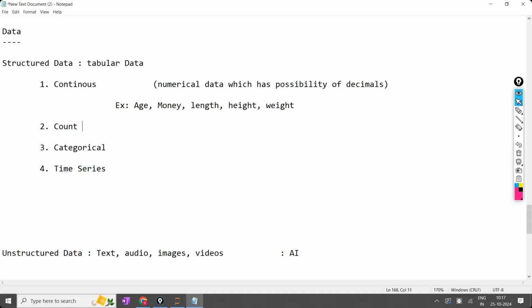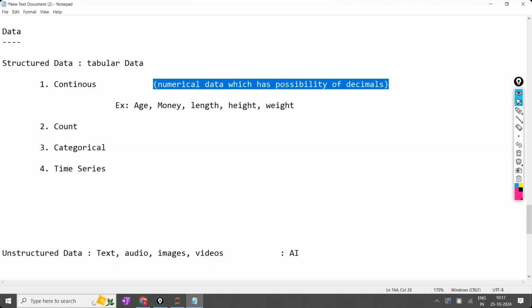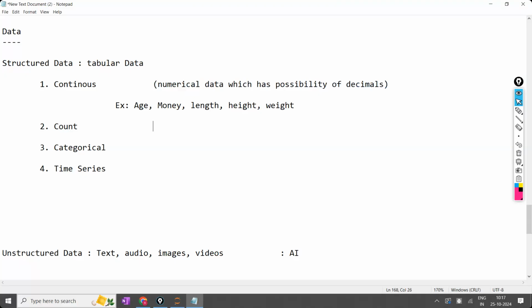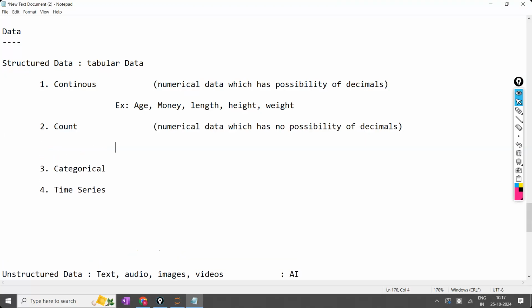And count. Count means a numerical data where there is no possibility of decimal. Never you will get the decimal in that. There is no possibility only. A numerical data which has no possibility of decimals. Never you can get. It is not possible. Example: how many cars you are having? How many bikes you are having? How many subjects you are having? So literally it is equal to how many. Count means it gives the how many. Count variable means how many.